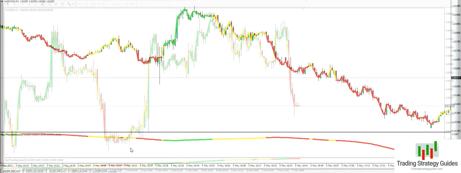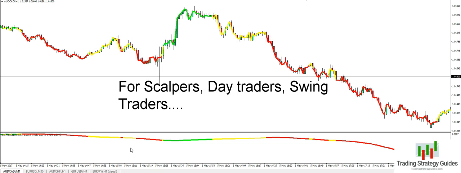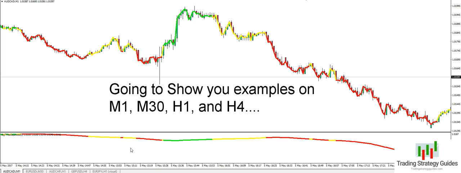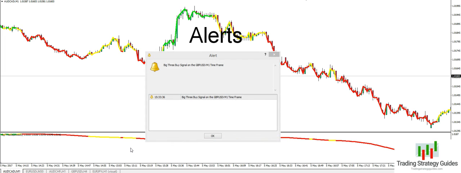Today I'm going to show you how our Big 3 indicator works and how it's going to be working for the scalpers, day traders, and swing traders, as I will be showing you on a 1 minute, 30 minute, 1 hour, and 4 hour chart, and I'm going to show you an actual example of this working on a 1 hour chart. There's also alerts for this indicator, which is going to make a very nice feature if you're away from your charts. Okay, with that being said, let's get started.